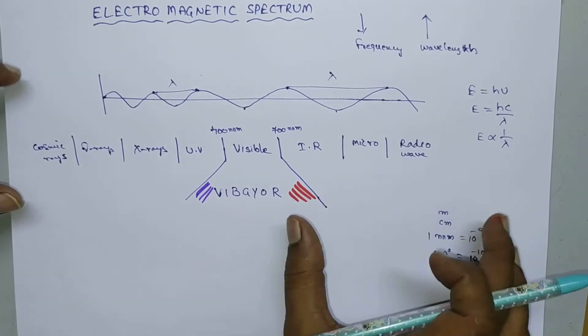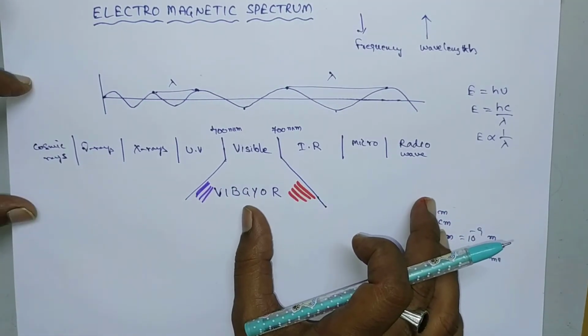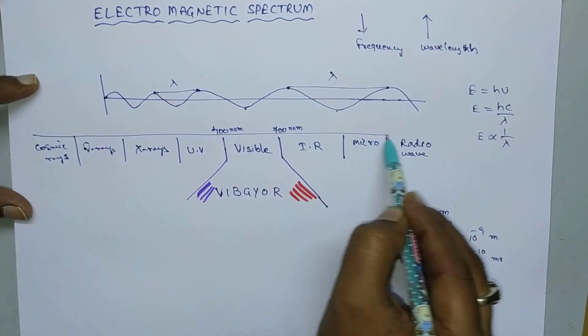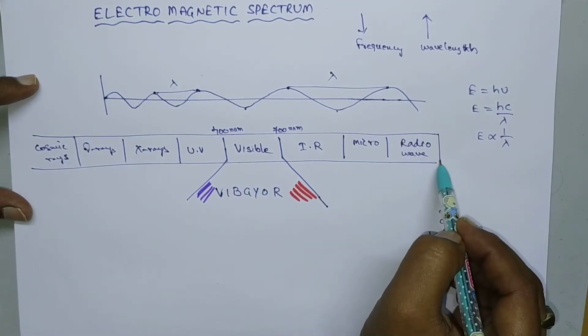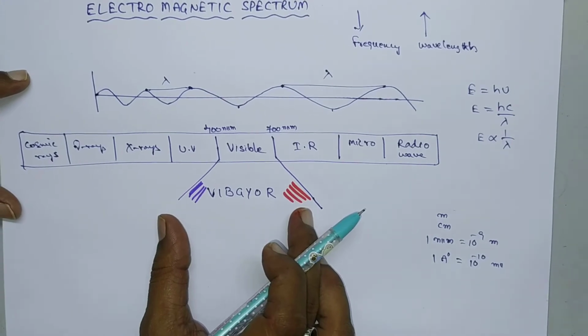If you have some idea about this spectrum, you can easily solve any problem based upon this. This is the entire electromagnetic spectrum. It consists of several wavelength ranges, so we can express this in terms of wavelengths.